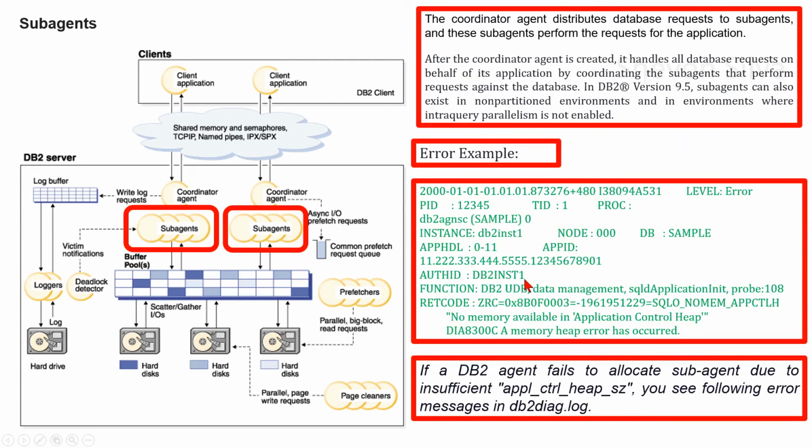As an error example, we can consider this error: no memory available in application control heap. DIA8300C, a memory heap has occurred. If a DB2 agent fails to allocate subagent due to insufficient APPL_CTRL_HEAP_SZ, you see this error message in db2diag.log.